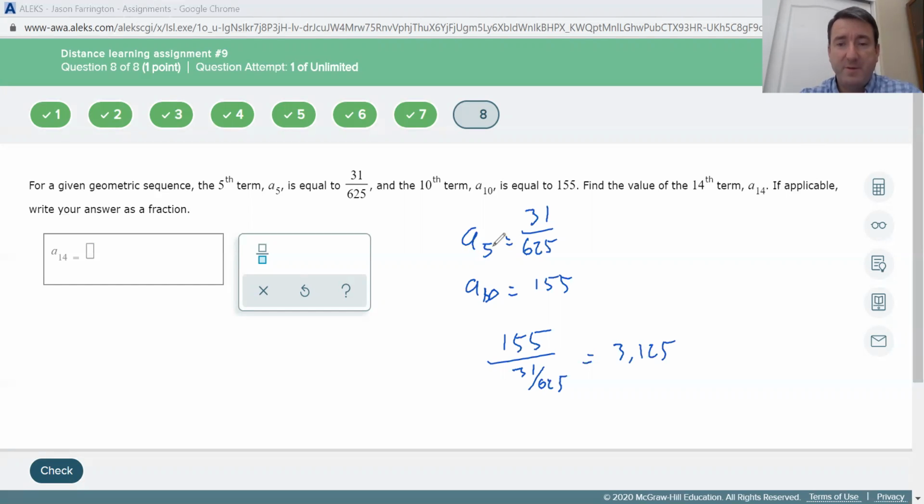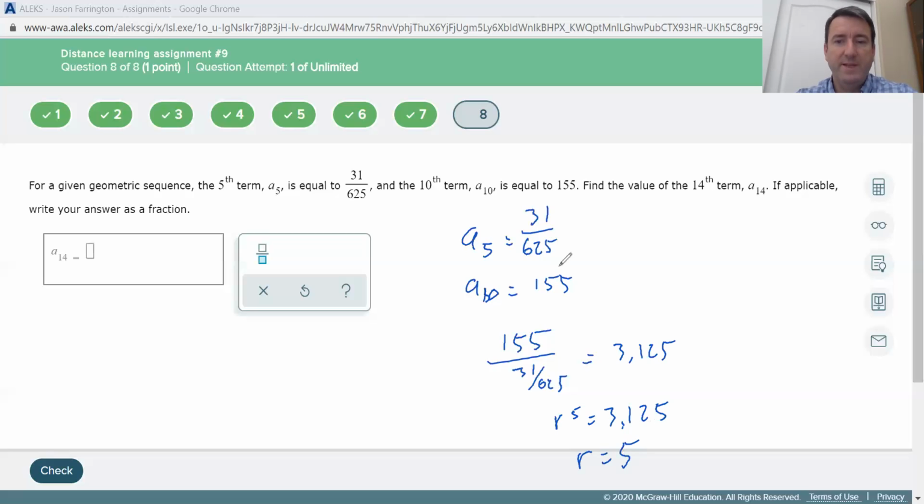But there are 5 steps between 5 and 10, so that means r to the 5th power is equal to 3,125. Let's take the 5th root of our answer here, and we get 5. So r is equal to 5. So we're multiplying by 5 each time to get to the next term.